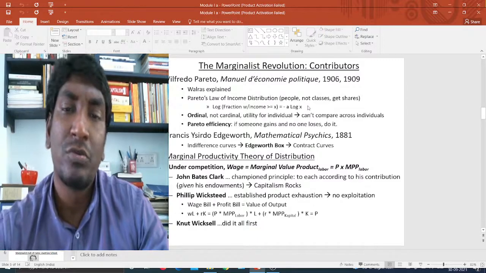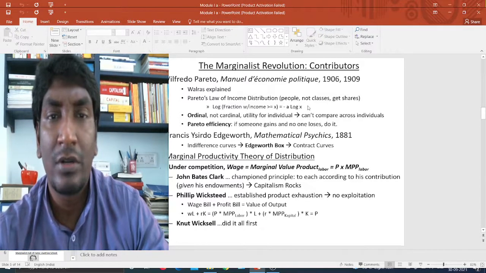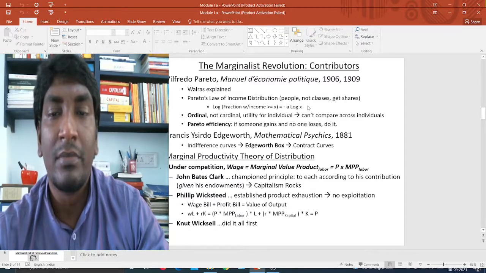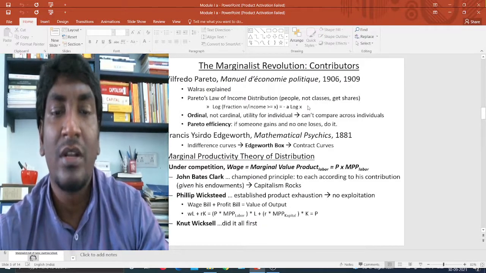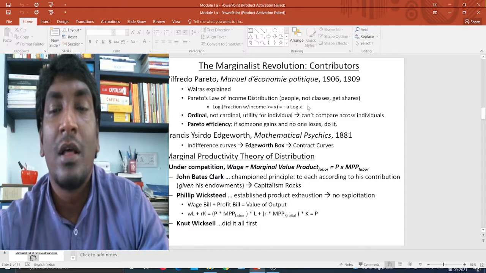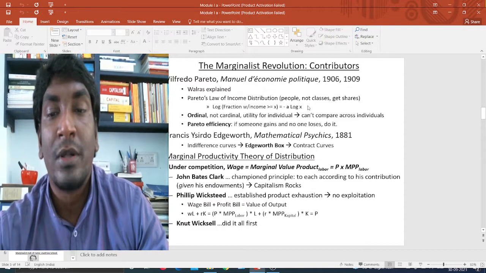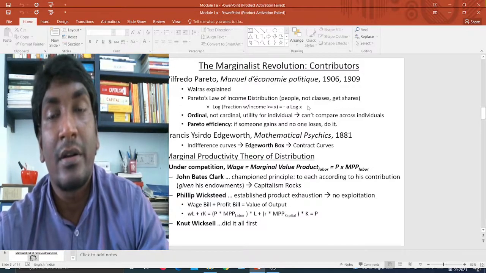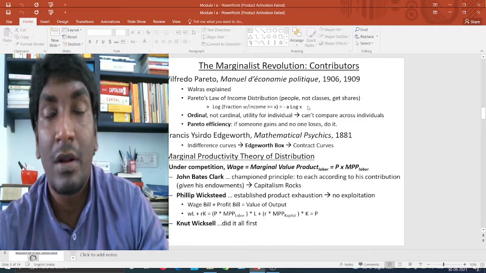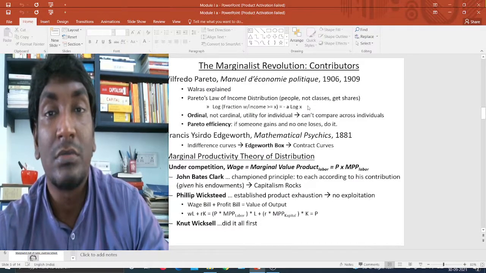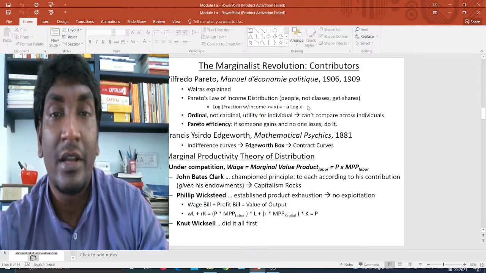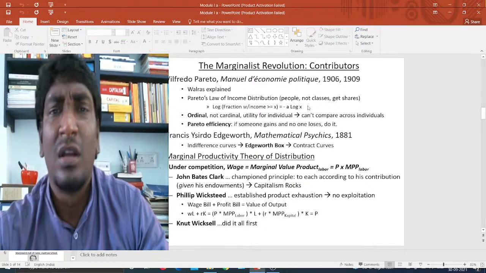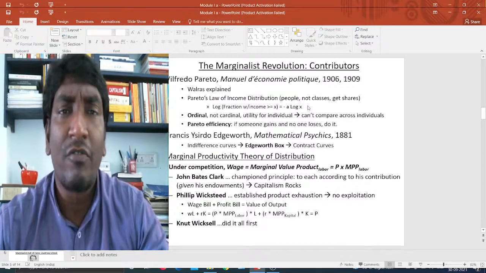So Vilfredo Pareto's Manuale is actually what we discussed. Walras explained Pareto's laws of income distribution, that price, not classes, get shares. So again he made use of log fractions, income, log x, etc. So ordinal, not cardinal, utility for the individual was also originally introduced by Pareto, and this implies that we cannot compare individuals across. That is, interpersonal comparison of utility is impossible. This is what Mr. Robbins talked about, especially in the 30s in the Economic Journal. So these are all in fact indebted to the contribution of Vilfredo Pareto in that sense.